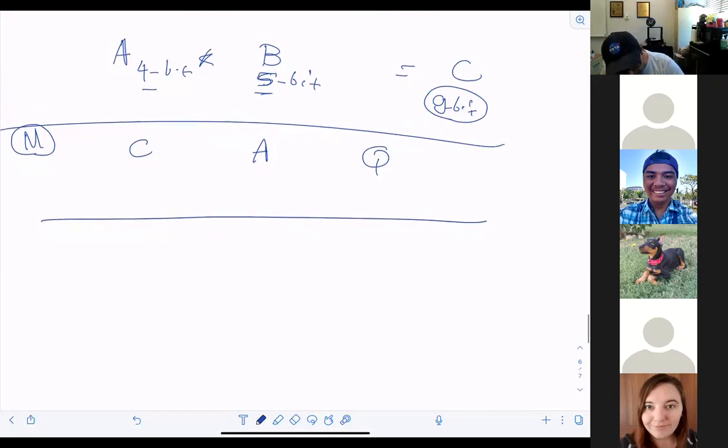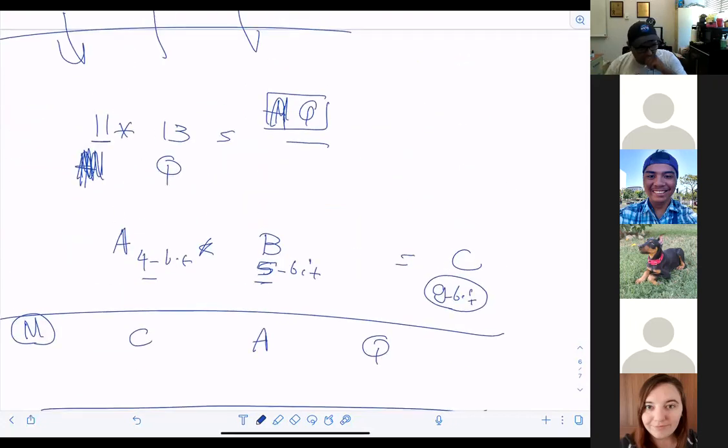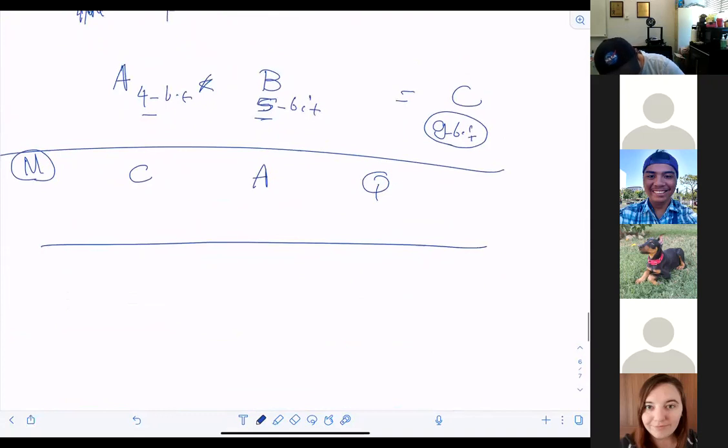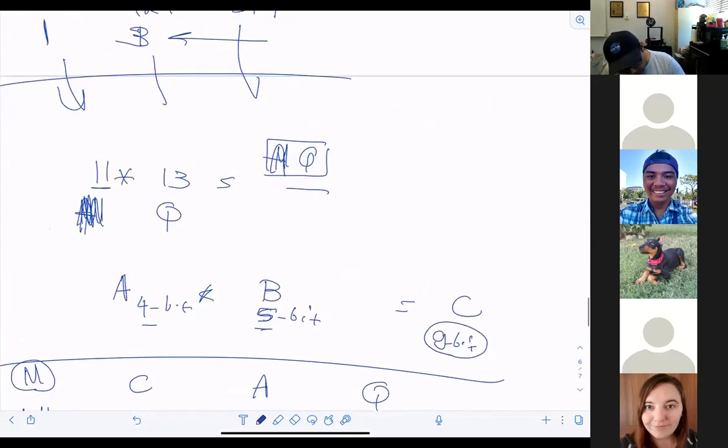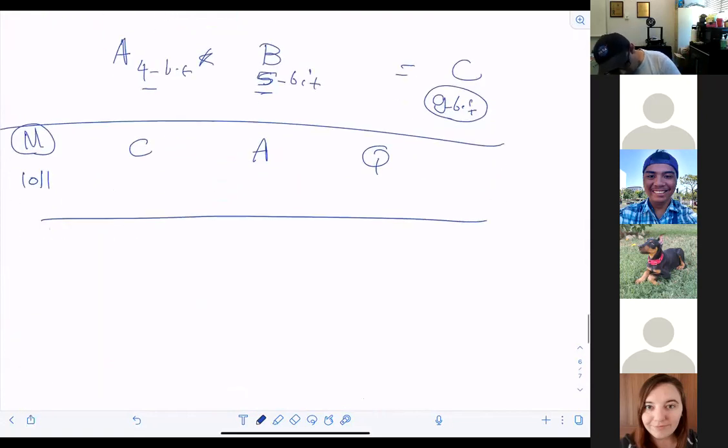Okay, so what is M? M here is 11, right? What is 11 in binary? It is 1101. Do you agree? What is Q? Q is 13. 13 is what?